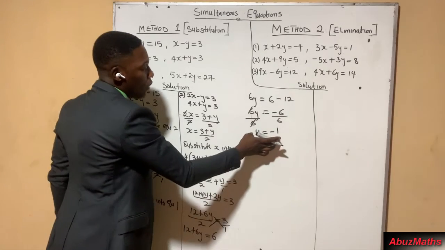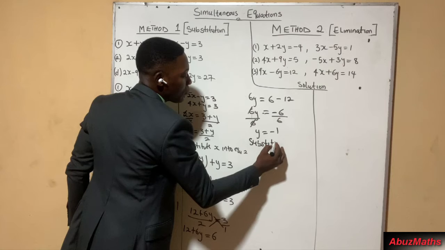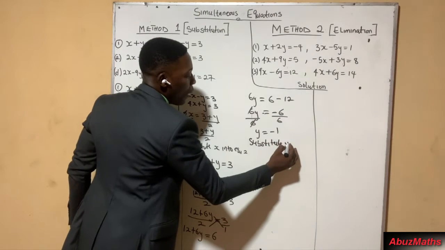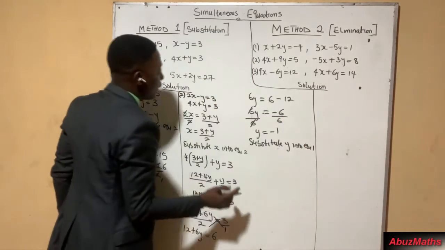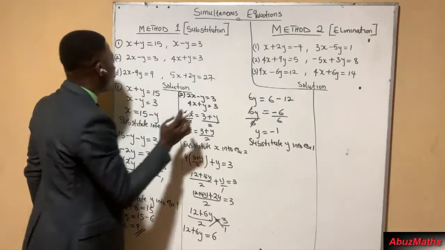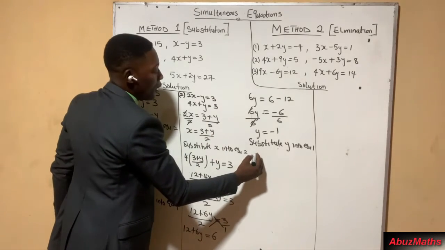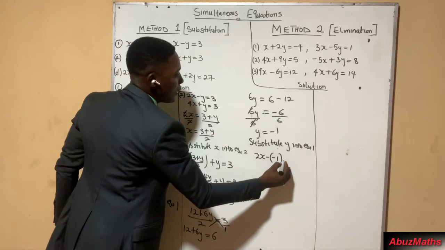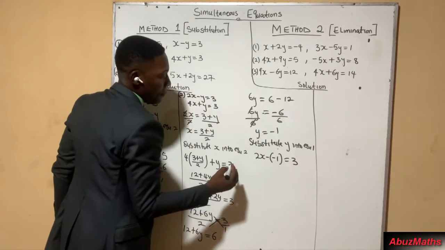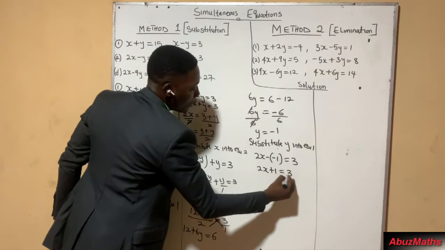Now if y is minus 1, let me substitute y into equation 1. That means anywhere I see y, I change it to minus 1. And my equation 1 is this. So I say this is 2x minus 1 is equal to 3. So this is going to be 2x plus 1 is equal to 3.